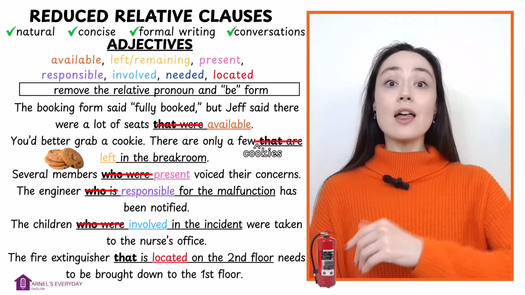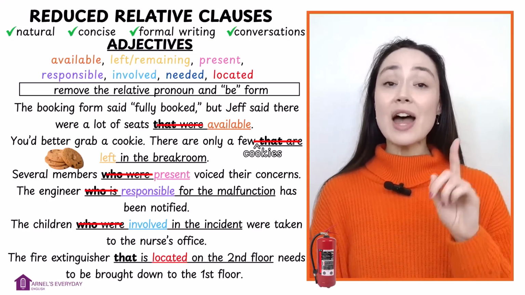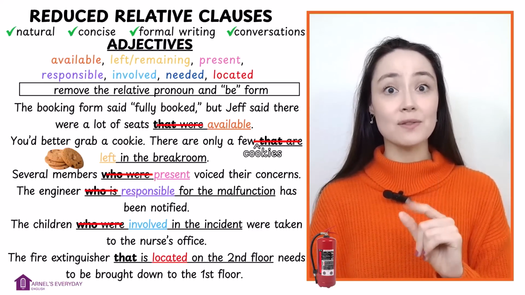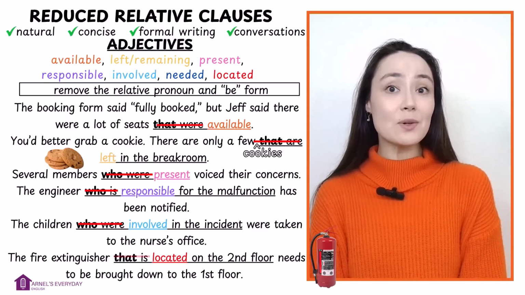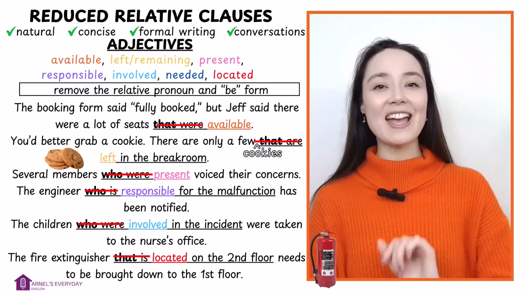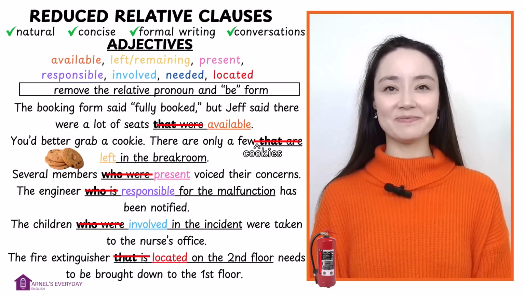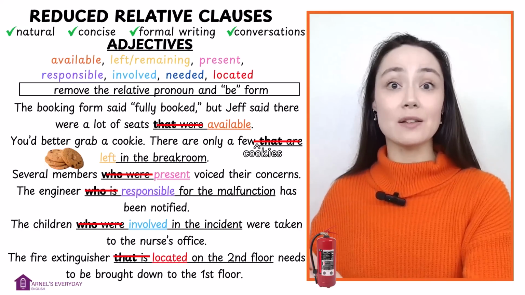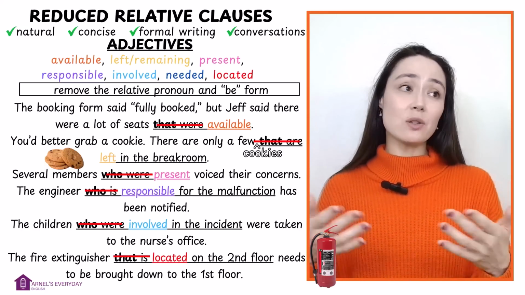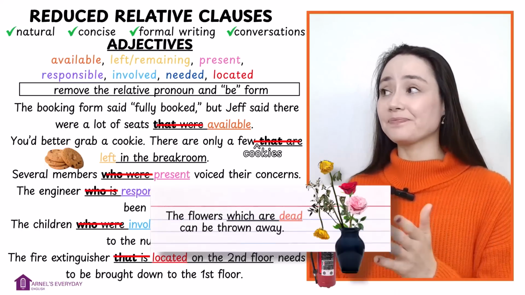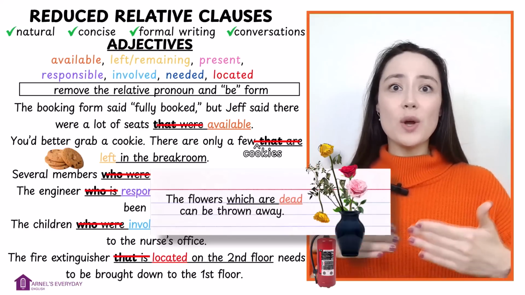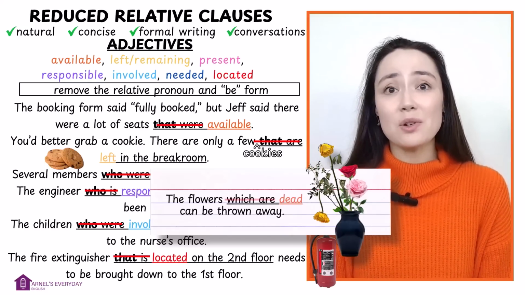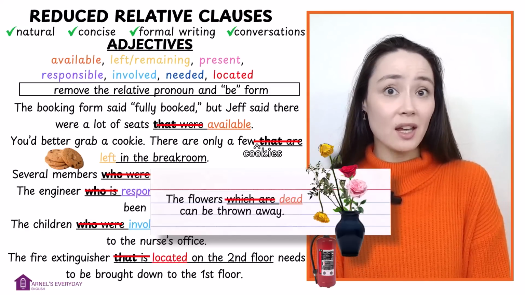And last one, the fire extinguisher that is located on the 2nd floor needs to be brought down to the 1st floor. The fire extinguisher located on the 2nd floor. And again, these are common adjectives used in this way. We can't choose any adjective. The flowers which are dead can be thrown away. The flowers dead can be thrown away? No.